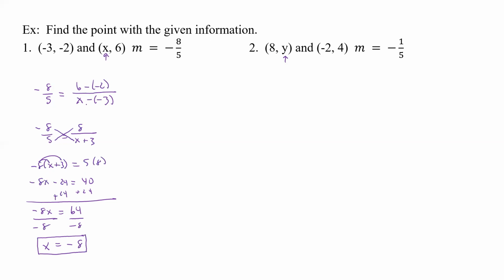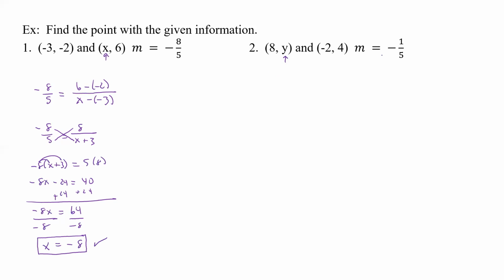Now, does it make sense? Well, if we plug in a negative 8 here, that's going to give us negative 8 plus negative 5. So it's going to be 8 over negative 5, which is the same thing as negative 8 over 5. Those are equal. Okay, so that does look good.